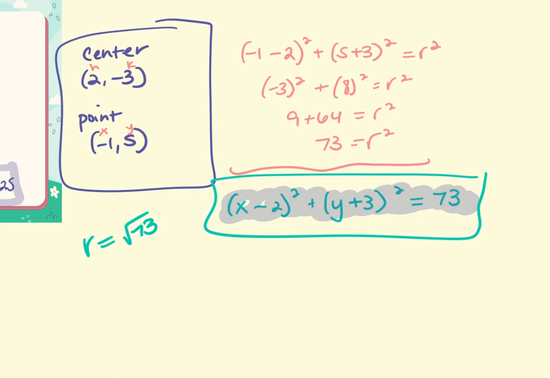And if I was to graph this, I'd approximate that 73 is in between 64, which would be 8 squared, and 81, which is 9 squared. So it would be in between there. You can approximate it, like an 8.5. It doesn't have to be perfect, but if I was to graph this, I would approximate it.